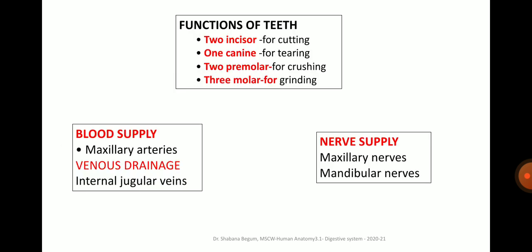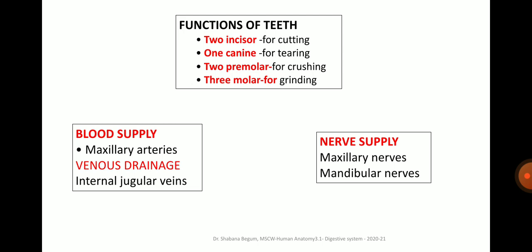So the functions of teeth, once again you can mention. The incisors, which are 2 in number, help for cutting. The canine, which is 1, will be used for tearing the food, and the 2 premolars you use for crushing the food, and the 3 molars are for grinding the food.